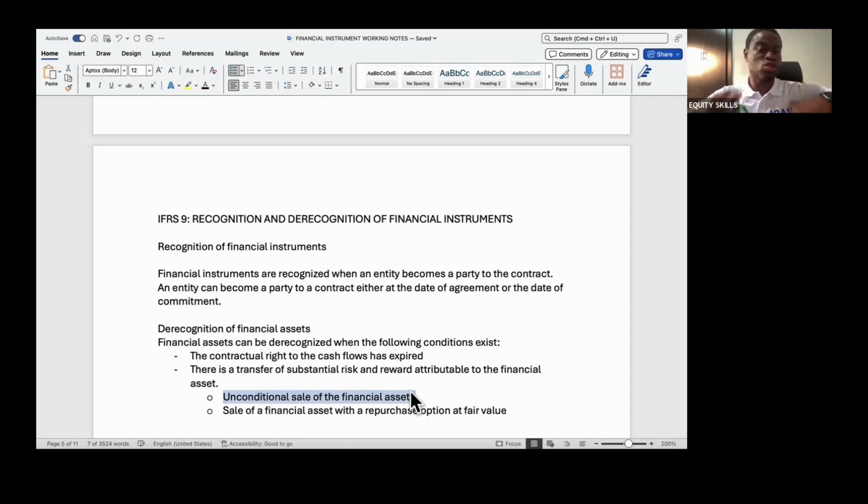The second one, you sold, but you told the buyer that, okay, I can buy it back, I can repurchase it, but it's going to be at fair value. That's still okay because you are repurchasing at fair value, which means that that's totally different from the sale you have made. They are different transactions, and the focus is the sale right now.